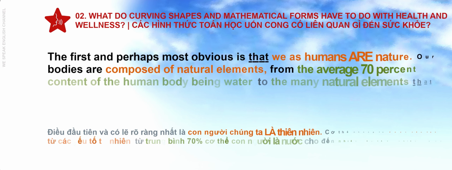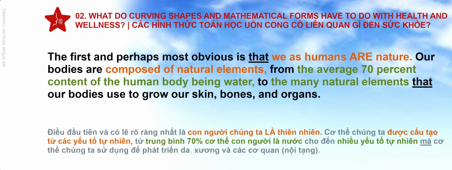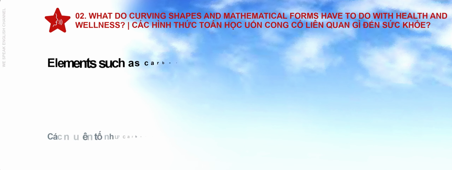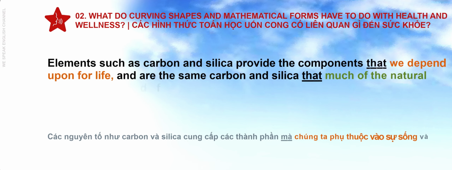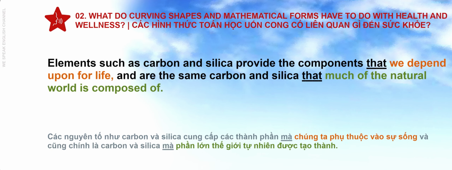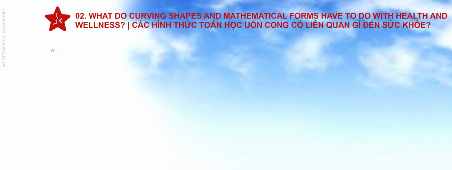The first and perhaps most obvious is that we as humans are nature. Our bodies are composed of natural elements, from the average 70% content of the human body being water, to the many natural elements that our bodies use to grow our skin, bones, and organs. Elements such as carbon and silica provide the components that we depend upon for life, and are the same carbon and silica that much of the natural world is composed of.